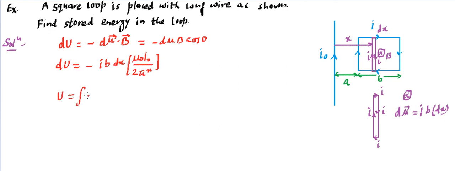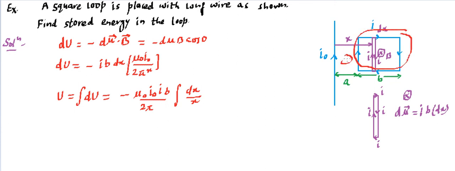So u is going to be the integration of du, and when you go for integration, you can take all the constant terms outside, like minus mu naught I naught and I. There are two currents you need to catch. Those currents into B, which is a constant, divided by twice pi, which is a constant, and within the integration it's going to be dx divided by x. So it's going to be ln, and we need to place the limits of x. X has been taken from here, whereas this energy will be stored only on this part, not in this part. So x has to start from A, and it has to run to this end, which is A plus B.